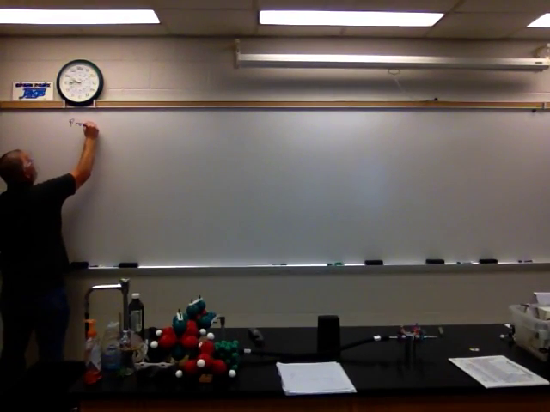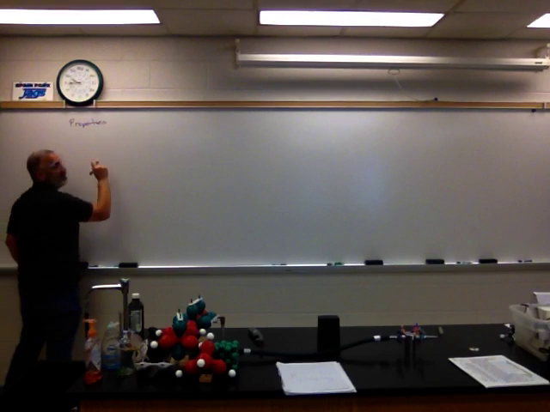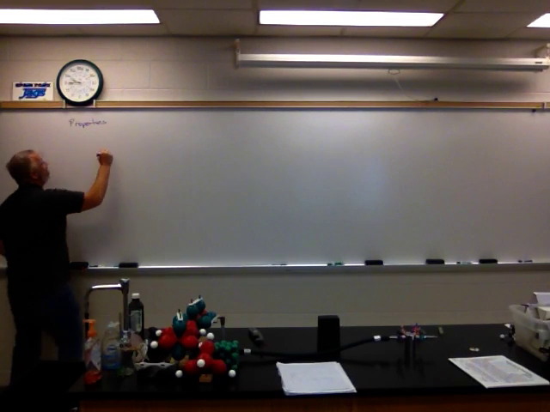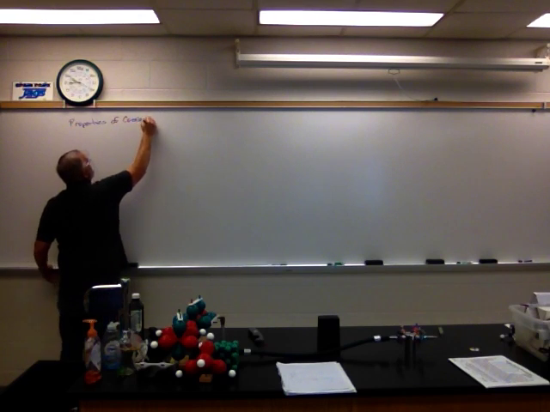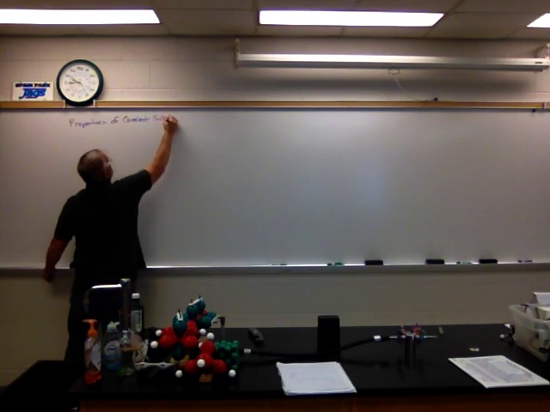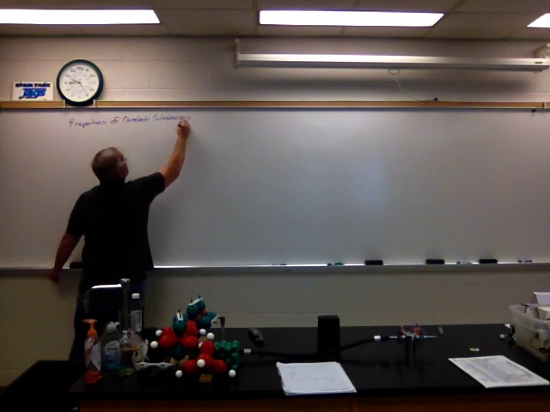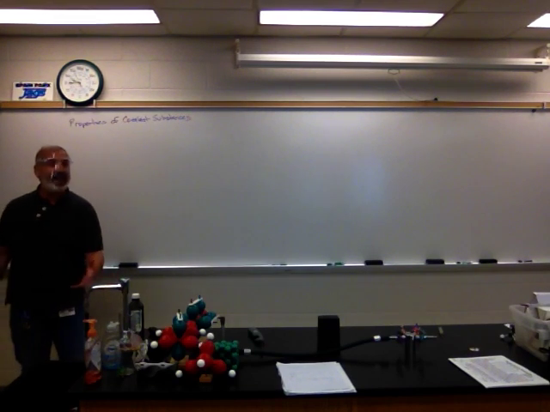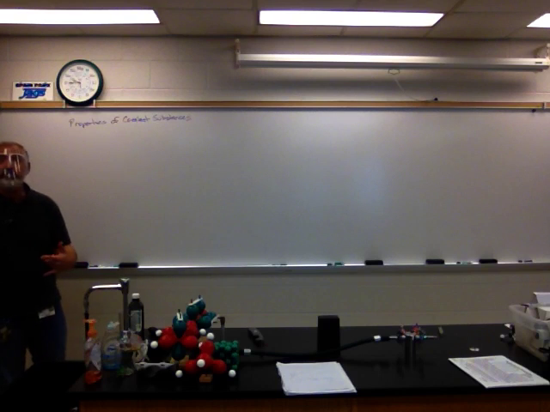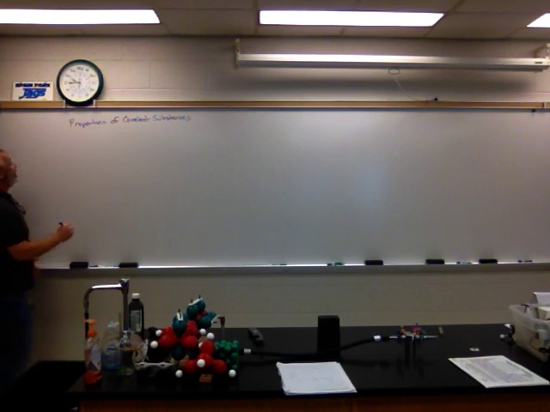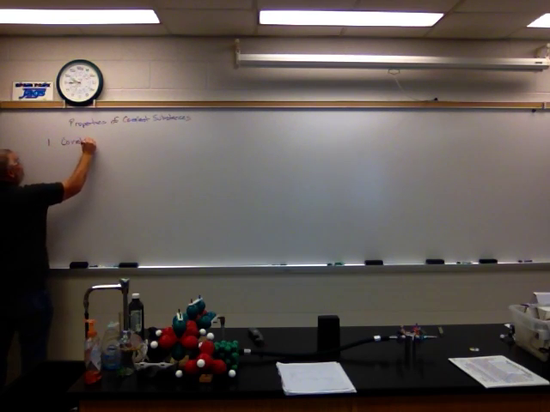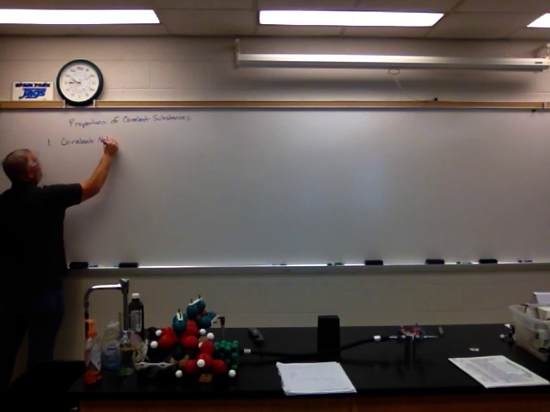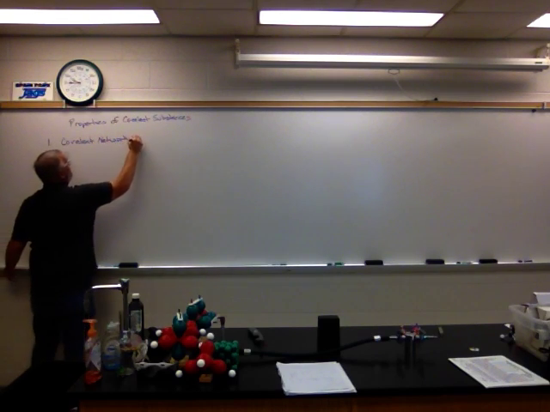Properties. And now we need to see properties of covalent substances. We've talked about properties of ionic. We've talked about properties of metallic and explained why they have the characteristics that they do. Okay? So we're going to go first, covalent network substances.